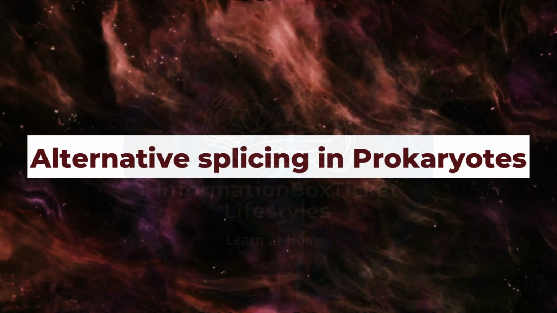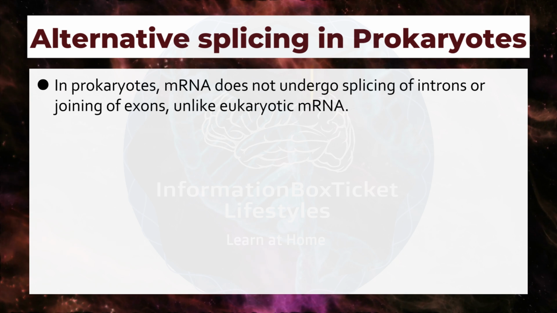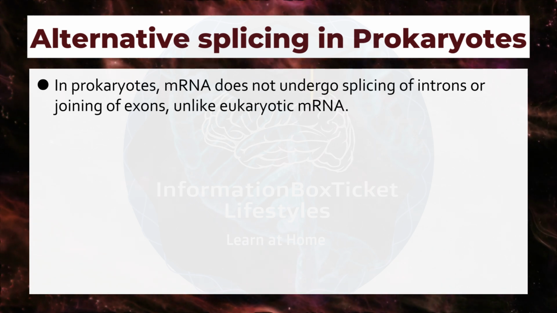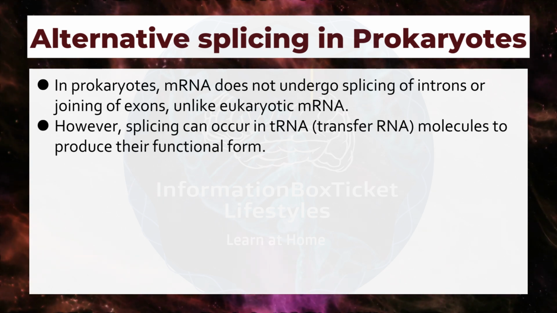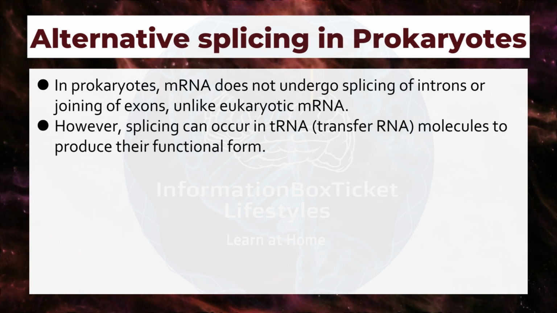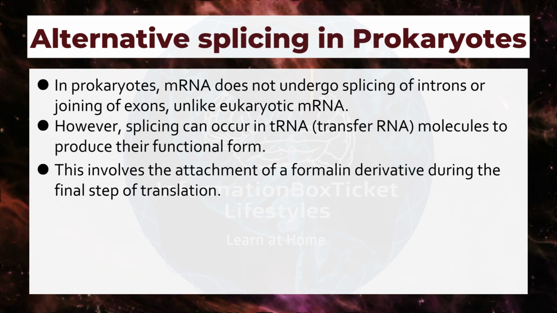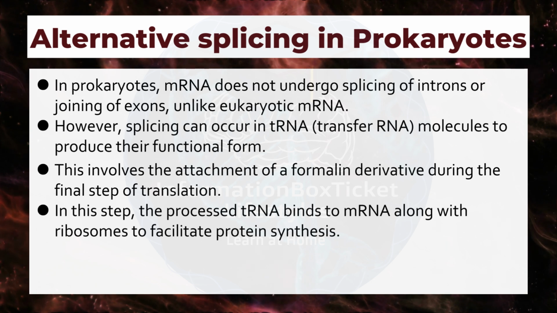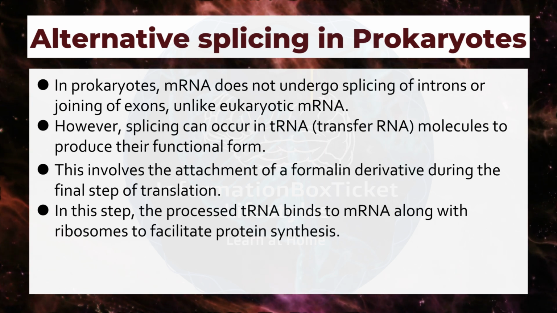Alternative splicing in prokaryotes. In prokaryotes, mRNA does not undergo splicing of introns or joining of exons, unlike eukaryotic mRNA. However, splicing can occur in tRNA, transfer RNA molecules, to produce their functional form. This involves the attachment of a formylated derivative during the final step of translation. In this step, the processed tRNA binds to mRNA along with ribosomes to facilitate protein synthesis.